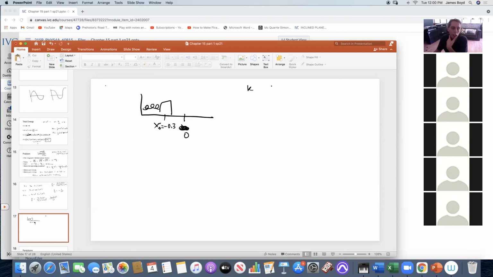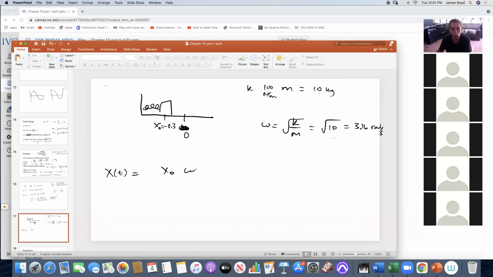And we know that K is 100 and M is 10 kilograms. Therefore, omega is square root of K over M, which would be square root of 10, 3.16. I'll leave it at that. Now, what we really should write is that our x of t is x naught cosine of omega t plus some phase. You can either write this or that for the phase.